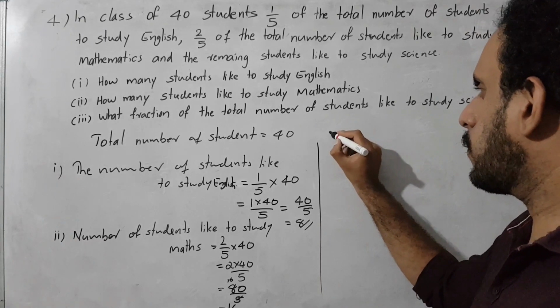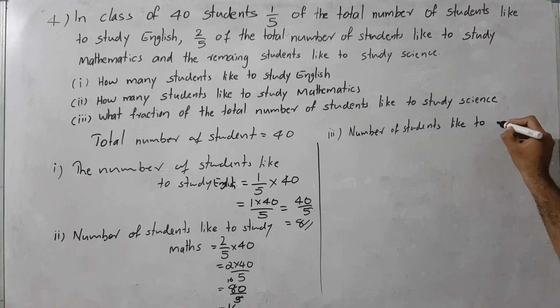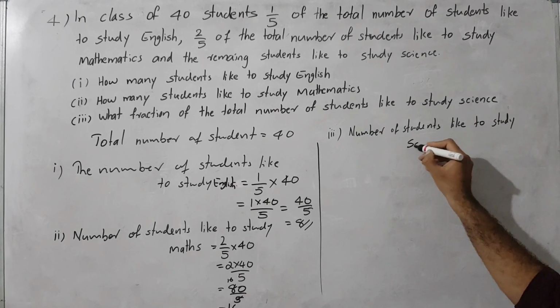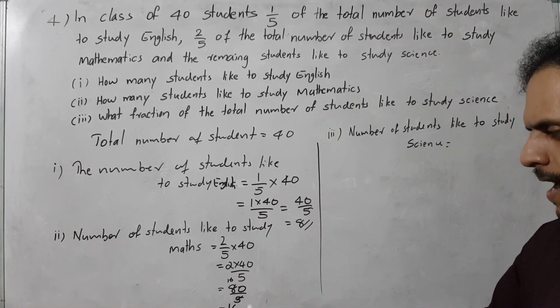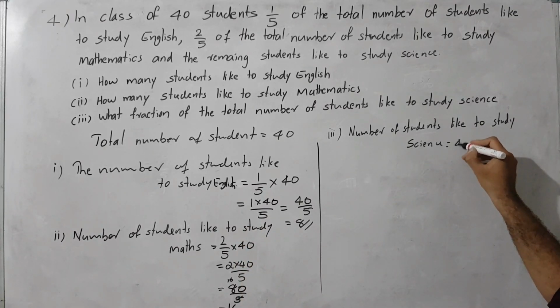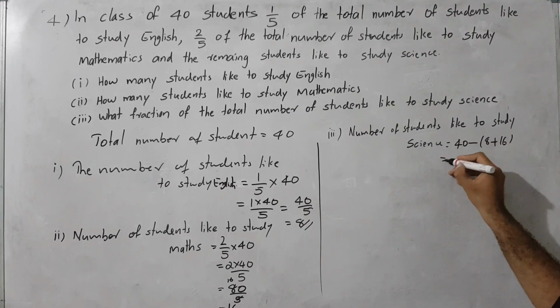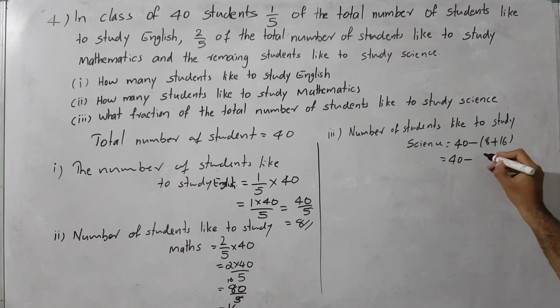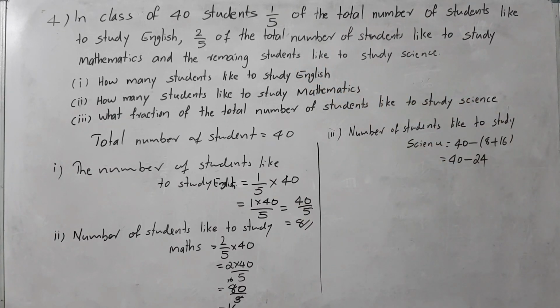First we need to find how many students like to study science. Meaning all the remaining students like to study science. Correct? Then how do we find that? We subtract the total of 8 and 16 from 40. That is easy. Am I right? That is 40 minus (8 plus 16). That is equal to 40 minus 24. Like, the number of students, the remaining all like to study science is what it says.